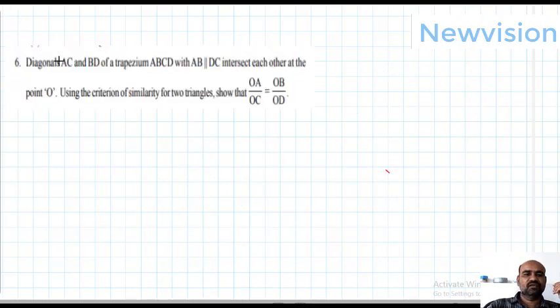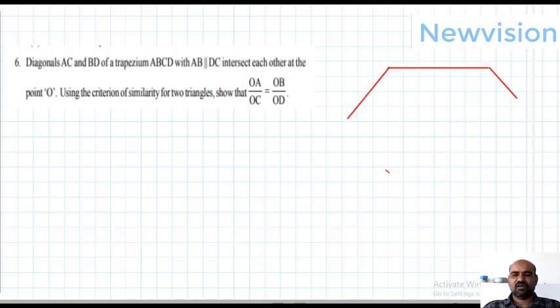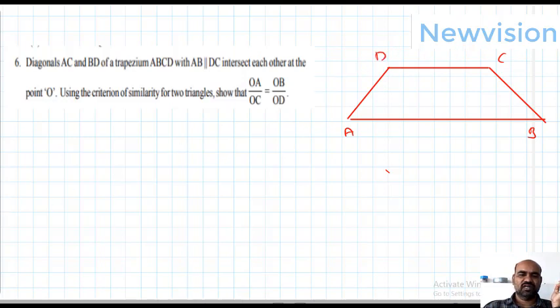The diagonals AC and BD of trapezium ABCD, with AB parallel to DC, intersect each other at the point O. Using the similarity of triangles, prove that AO by OC equals BO by OD. First of all, I will draw the diagram. This is trapezium ABCD. Now the diagonals: AC is one diagonal and BD is another diagonal. These two intersect at O. We want to prove AO by OC equals BO by OD.